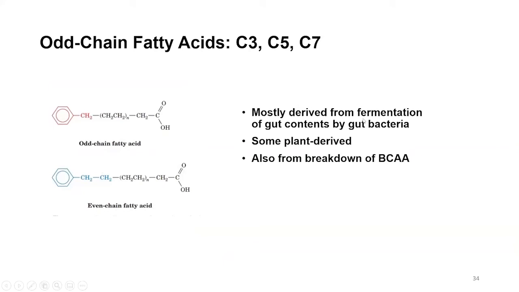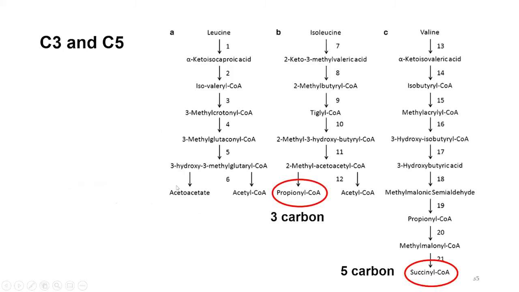A lot of this comes from the gut bacteria. Fermentation of gut contents can produce odd chain fatty acids. If you're a cow, for instance, a ruminant, you have a lot more of these than a human, but we don't do much of that, so we don't have as much. Some are plant-derived, and the other source is breakdown of BCAA, which I will address now.